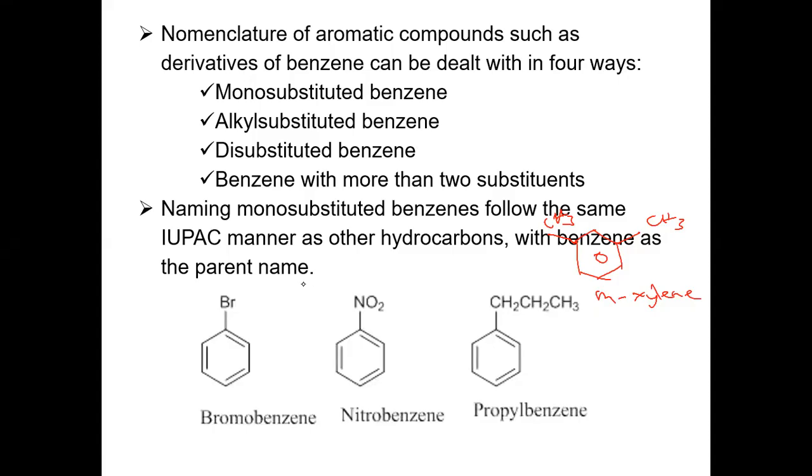So we just name the substituent and then we make benzene the parent name. Very simple. So this is benzene with a Br group. We call it bromobenzene. This is benzene with the NO2 group. That's nitro. So we call it nitrobenzene. This is benzene with the propyl substituent. That's propane that has lost a hydrogen. So this is called propylbenzene. And that is for monosubstituted benzene.